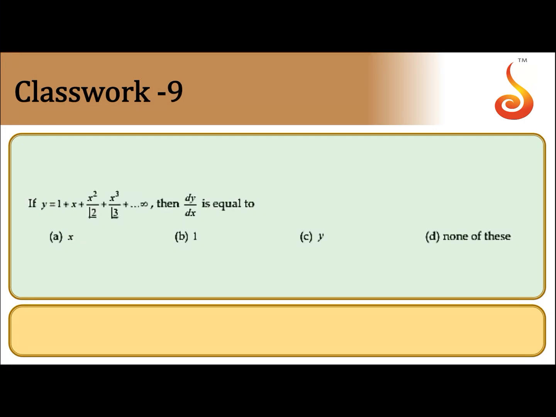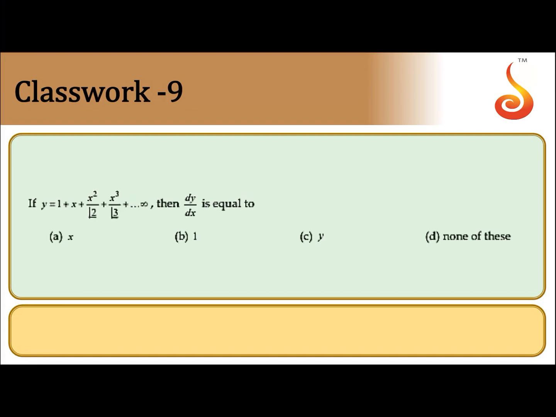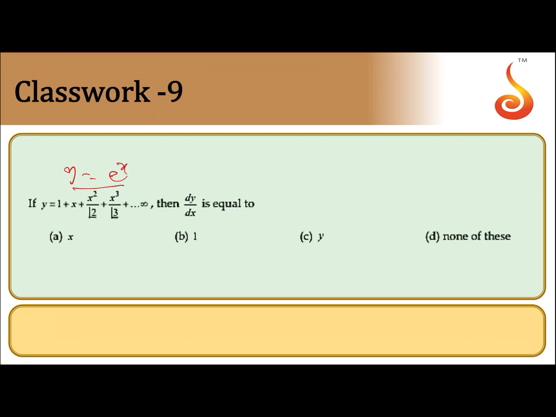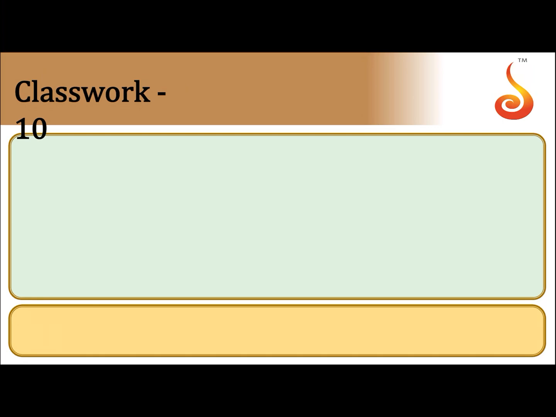Coming to the next one. y is equal to, clearly we can see that this is e power x, and therefore the derivative of e power x is e power x. So y is equal to e power x and the derivative of y is equal to e power x. The derivative of e power x is nothing but y dash equal to e power x, that is y itself. So the answer is C.